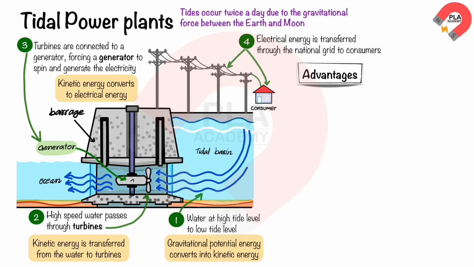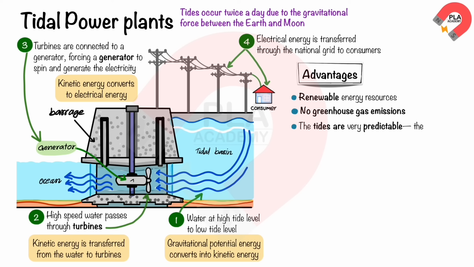Here are some of the advantages of tidal power plants. Renewable energy resources. Tidal energy is an infinite resource that will never run out. No greenhouse gas emissions. Tidal power plants do not produce greenhouse gases or other pollutants. The tides are very predictable. The amount of energy can be produced at regular intervals.